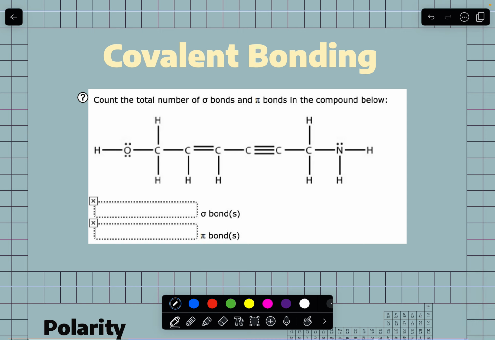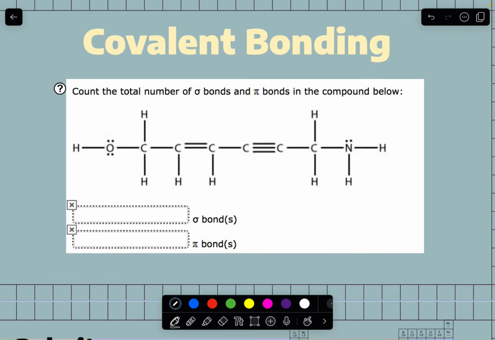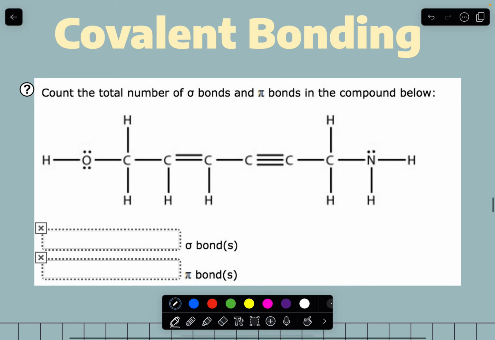So what I want you to do here is look at this molecule, and you're going to count how many sigma and pi bonds we have here. I want you to do this on your own first. If you need to pause it, you can. Then check back here. But remember, our sigma bonds are single bonds. So each single bond and the first bond of a double or triple. Each first bond, I'm going to color in blue.